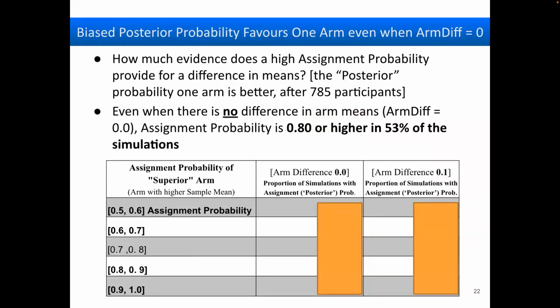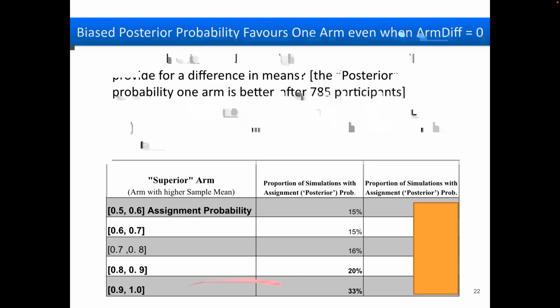It's problematic because with the biased posterior probability favoring one arm, even when there's no difference, a high assignment probability doesn't provide a lot of evidence. Even when there's no difference, assignment probability is really high. If you look here, that's in 10,000 simulations, with the assignment probability of the superior arm, the arm with the higher sample mean. How often is it between 0.5 and 0.6, 0.6 and 0.7, 0.7 and 0.8? Well, even when there's no difference, the portion of simulations that have assignment probability between 0.5 and 0.6 is 15%. But when there's no difference, the posterior probability will be between 0.9 and 1, 33% of the time.